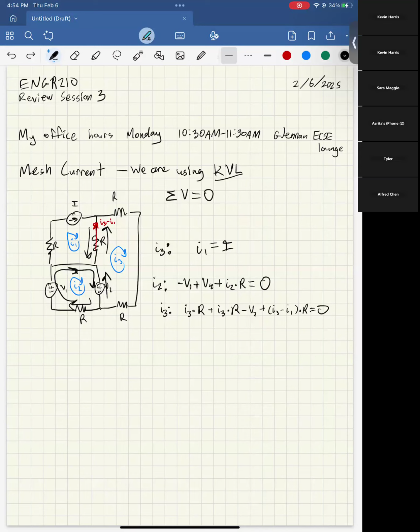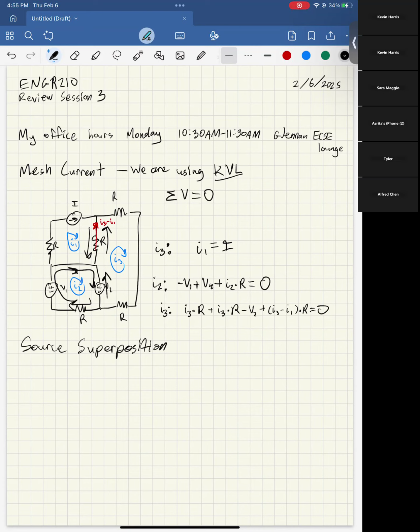Cool. So I'll do 2 or 3 examples of that today. And then the other thing that we're going to go over is source superposition, which basically says that the contribution to anything in a circuit from the sources is independent of one another. You can make a circuit with one source and then make a circuit with another source and then add the results of those two together.